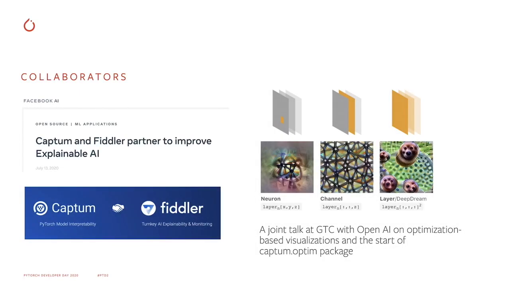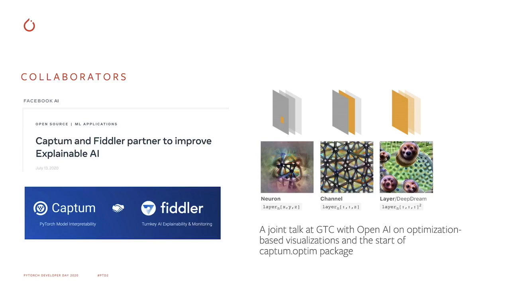Let's talk about the collaborators. We had a number of collaborators, and I would like to mention a couple of them. One of them is Fiddler. Fiddler is an explainable AI company which incorporated Captum into its platform and offers it as a solution to its users. Now, Fiddler users can use Captum to explain their PyTorch models.